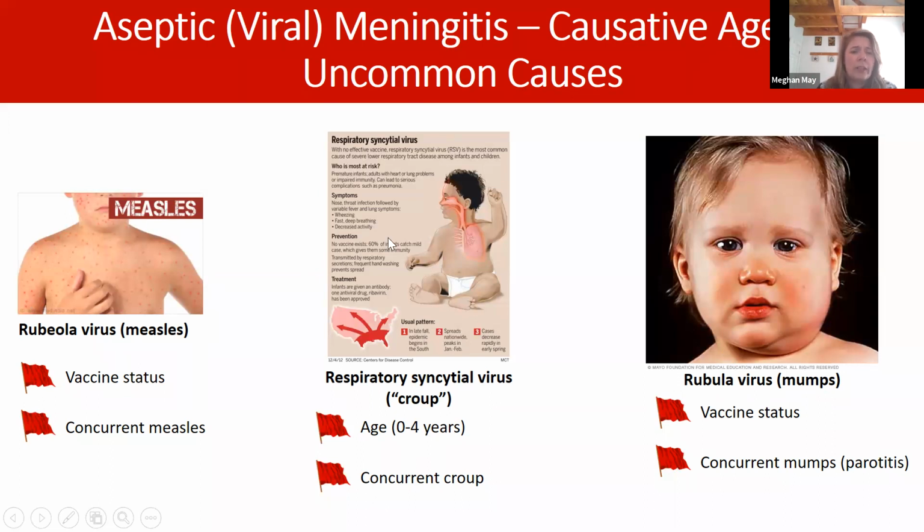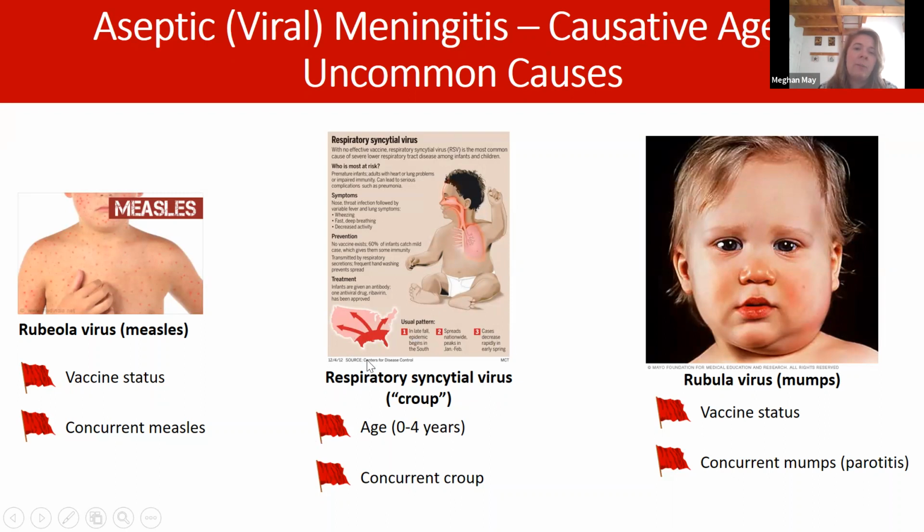So for ruling in or ruling out measles, mumps, or RSV, for measles and mumps, you would look at the patient's vaccine status. And in addition to that, you don't usually see rubeola virus or rubella virus related meningitis without that patient also having measles or mumps, right? So it doesn't just present as meningitis. Meningitis will develop on the 4th or 5th day of measles disease or mumps disease. So that's a pretty big tell.